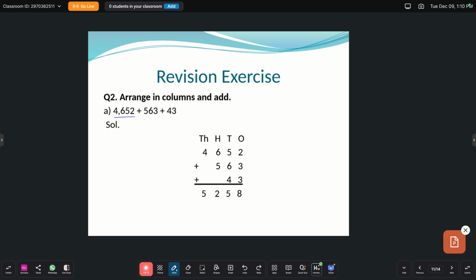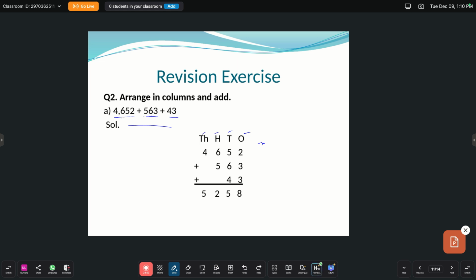Look here. In the first addend, how many digits do we have? 4 digits. That means we have 4,652. In the second addend, we have only 3 digits, that is 563. And the last addend is only 43, that means we have only 2 digits there, the digit at the ones place and the tens place. Now, what do we have to do? What is the next step? We will first arrange these addends in columns. Okay. So, first of all, we will write the places. This is the ones place, tens place, hundreds place and thousands place. Fine.